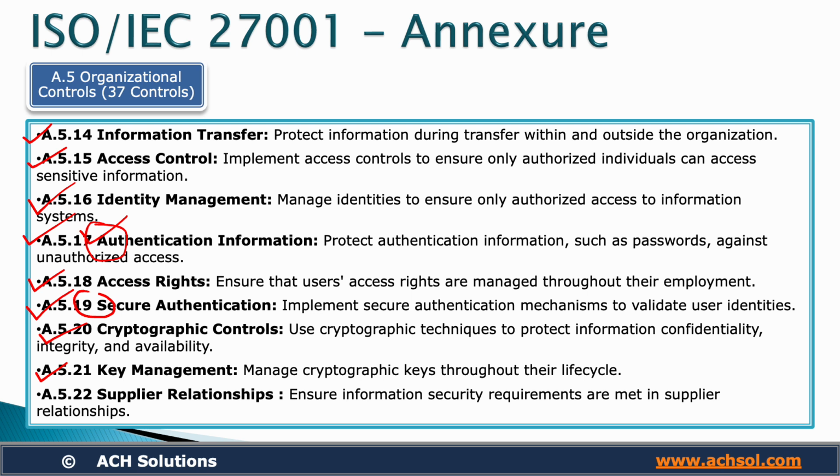The next one is supplier management, A.5.22. Here we need to ensure that information security requirements are met in supplier relationships. Let's understand this one also with an example. Let's say there is an organization which has contracted an IT company to give it IT services, like the company which will manage all its incidents. So a security requirement in the contract is necessary.